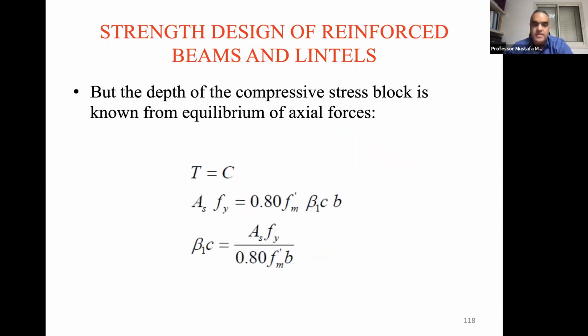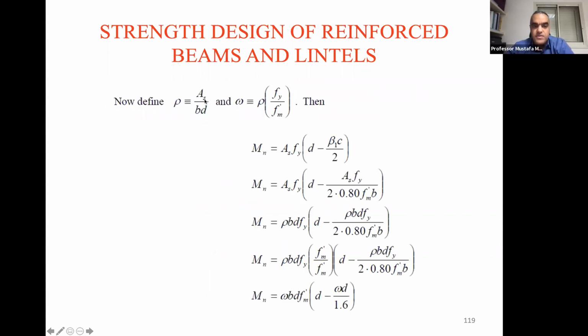That makes it simple to understand, follow, and use. I actually recommend using the strength design, not the ASD design, but both are allowed in the code. If we equate the tension to the compression, we can find the depth of the compression block, that's beta 1 c, the a distance that we use in concrete. We use rho as the reinforcement ratio, As over bd, and omega as the reinforcement index, which is rho times fy divided by f'm.